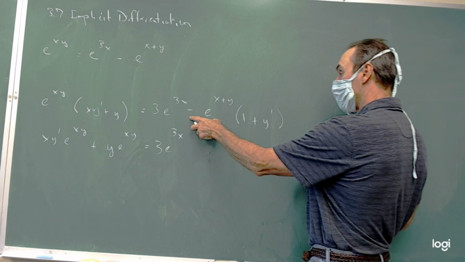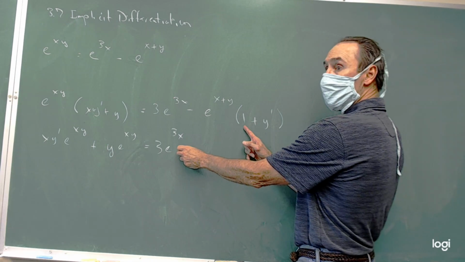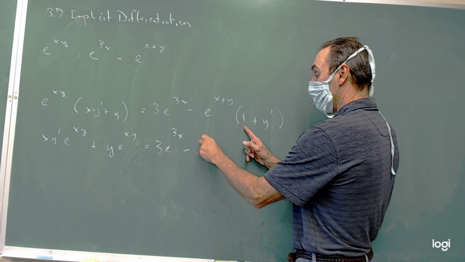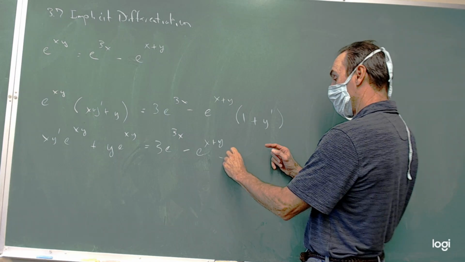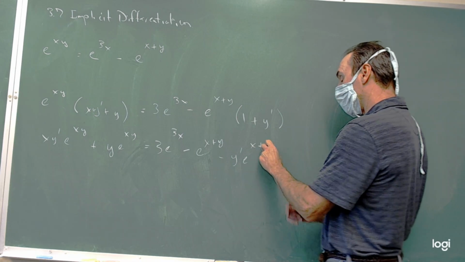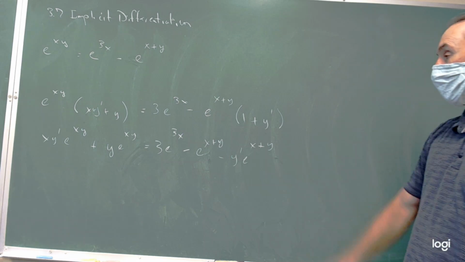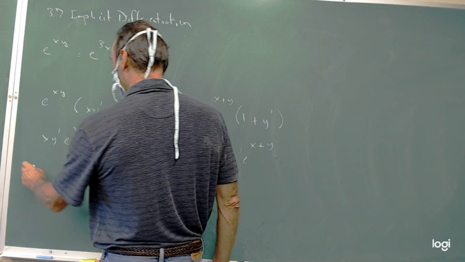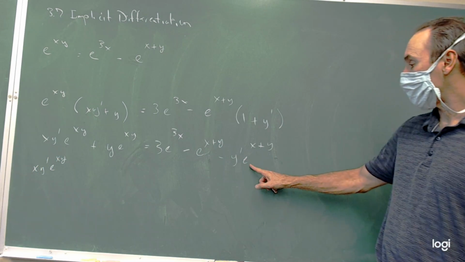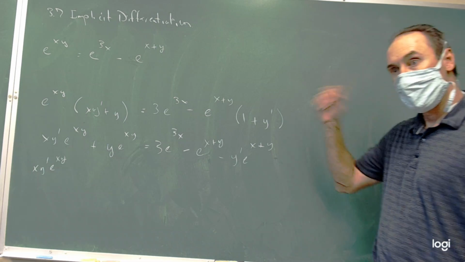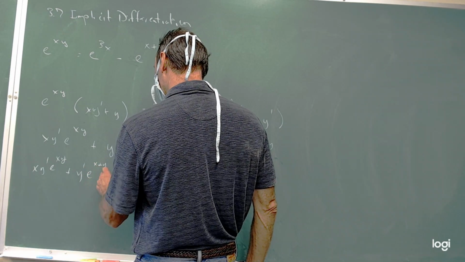Now we're going to distribute the negative e to the x plus y over here, so we're going to get negative e to the x plus y minus, good, y prime e to the x plus y. So now we have y prime terms and non-y prime terms. Let's bring all the y prime to the left, because this one's positive. So we have x y prime e to the xy. And this minus y prime e to the x plus y here, we'll add it to the left side. So that's going to be plus y prime e to the x plus y.